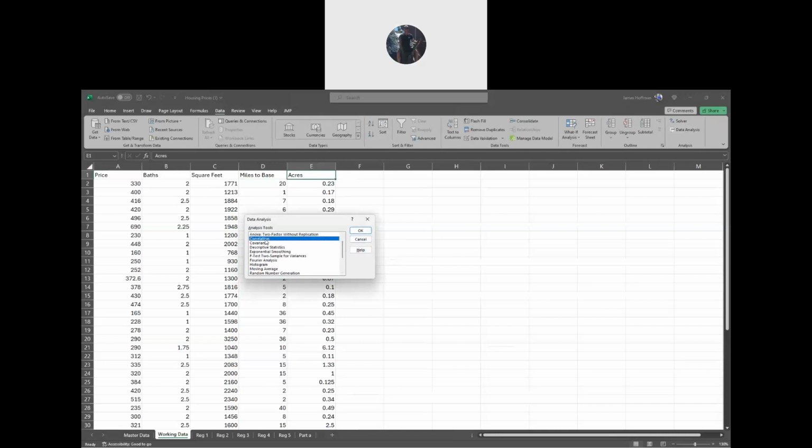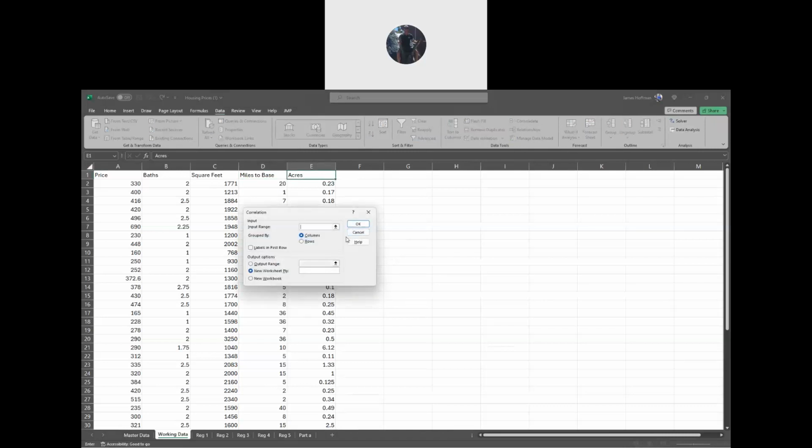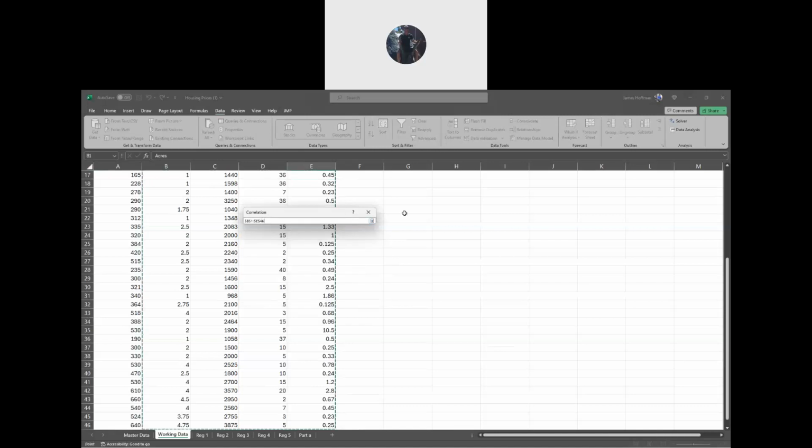But we did that, no, right? We did regression, right? Oh, you did. Yeah, so correlation, okay. Then if you choose all these variables, B1 to E46, make sure you choose labels in first row. All the X's, yeah. So B1 to E46 and labels in first row is checked. And then hit the OK button.